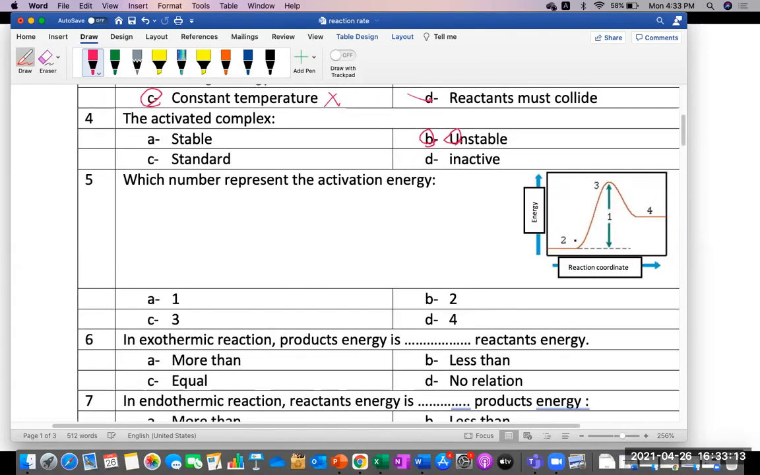Here you need to know the graph and each part of it. Which number represents activation energy? Again, let's go through each one of them. For 2, this will be the reactant. 3 is the activated complex, 4 is the product, and 1 is the activation energy.